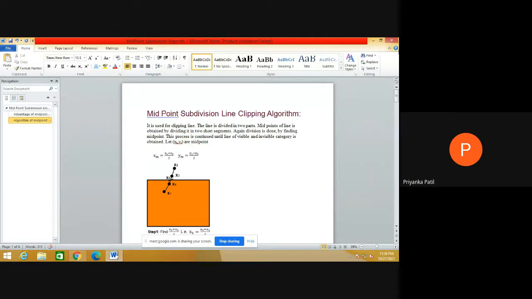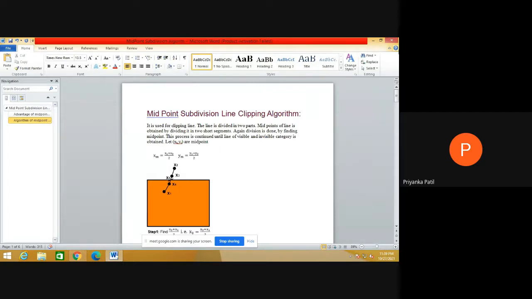Like the previous algorithm, initially the line is tested for visibility. If the line is completely visible, then we can draw the line, and if it is completely invisible, we reject it. If the line is partially visible, then we subdivide it into two equal parts and apply the visibility check to each half of the line.